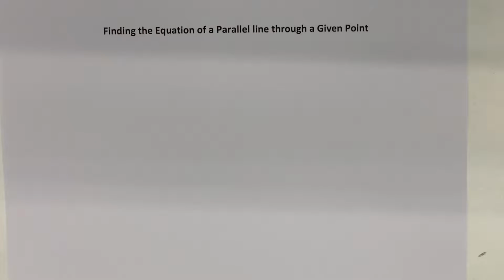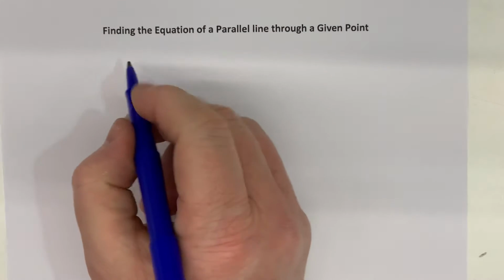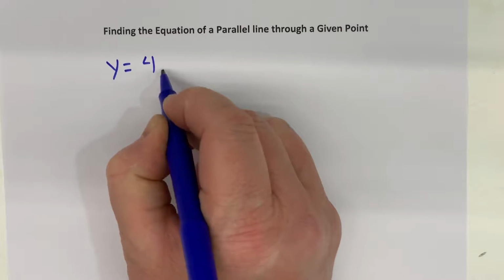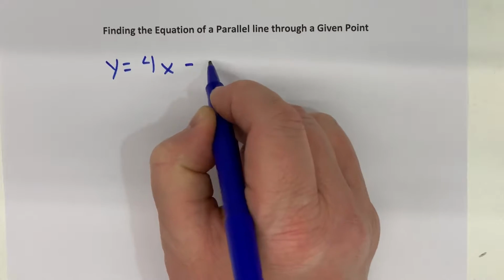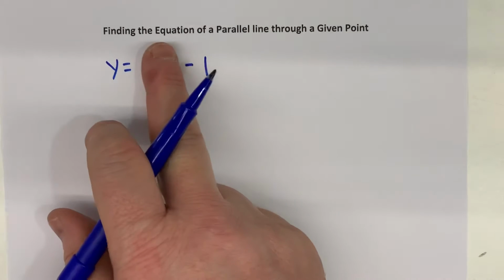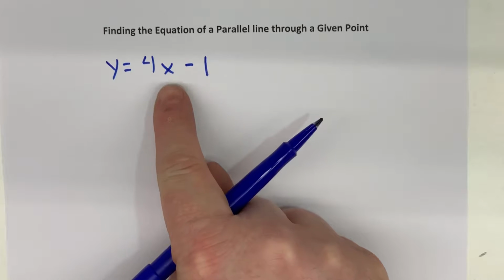All right, finding the equation of a parallel line through a given point. This is kind of a fun one. We're going to use just some simple algebra to solve it. So let's say I was given the equation y equals 4x minus 1.